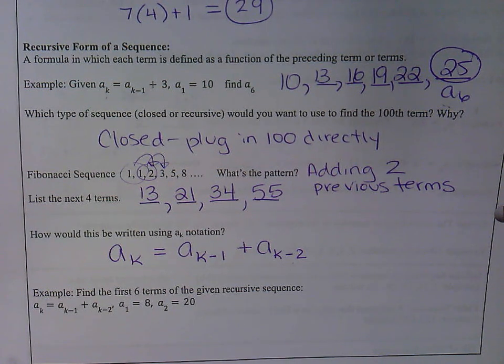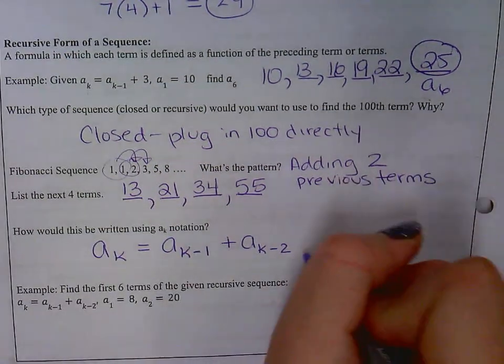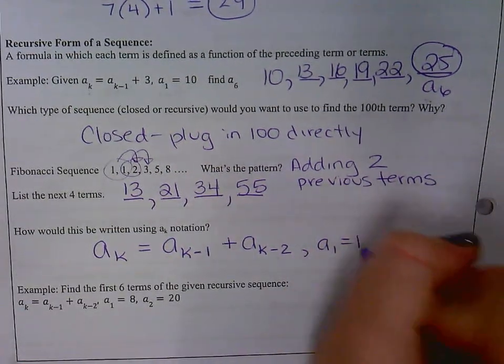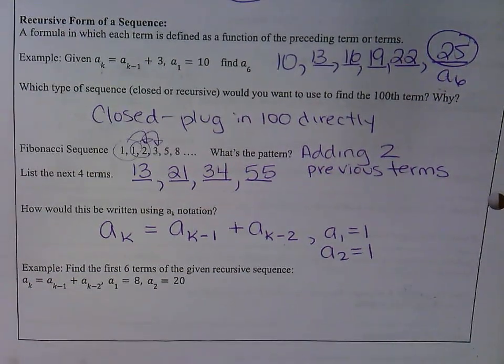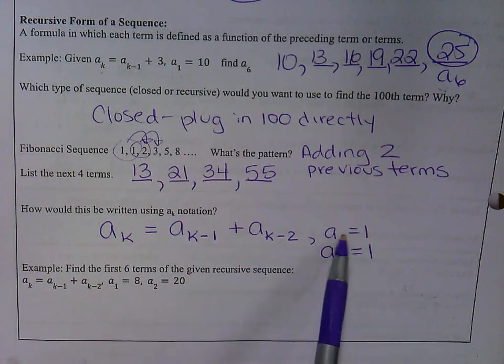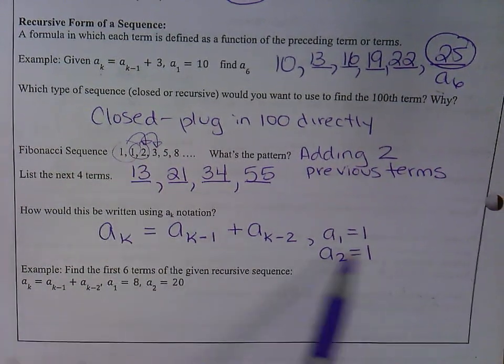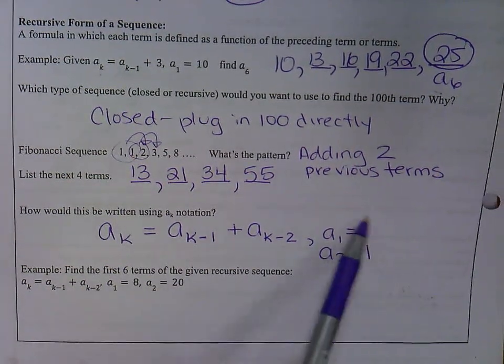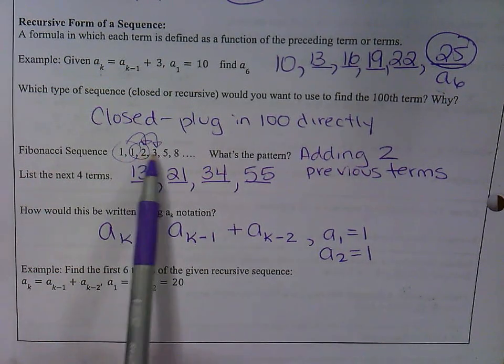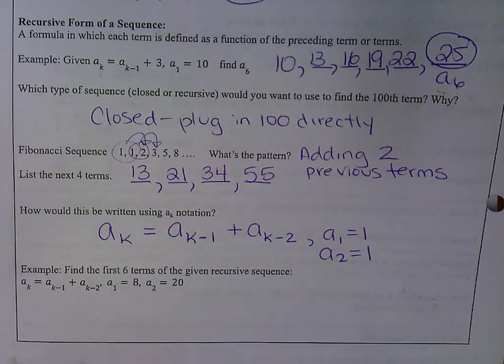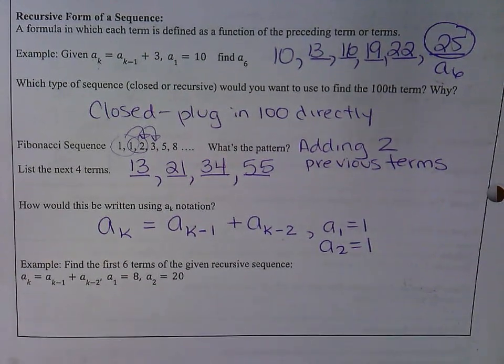For recursive, you have to tell the person what you want to use as the first term, and in this case, you need the second term too. So I need to tell the person the first term is 1, the second term is 2, then they can add those together to get the third term. Then they can add the second and the third term to get the fourth term. So recursive is the hardest. We'll do the most practice on it because it takes a little bit to wrap your brain around it.